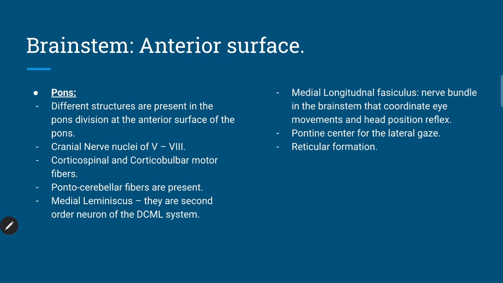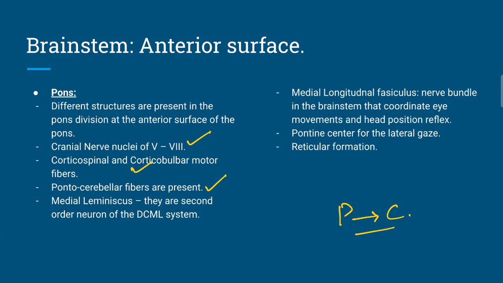Now let's look at the pons, anterior surface. There are different structures present in the pons division at the anterior surface. First of all, we have cranial nerves 5, 6, 7, 8. Then we have corticospinal and corticobulbar motor fibers. Pontocerebellar fibers are present. So ponto, starting with pons and going into cerebellum. So pontocerebellar fibers are present there.